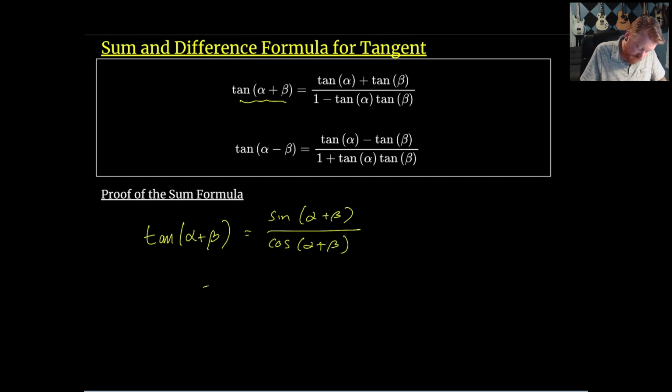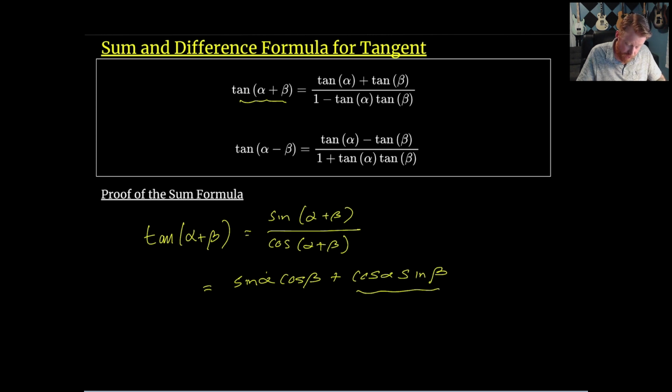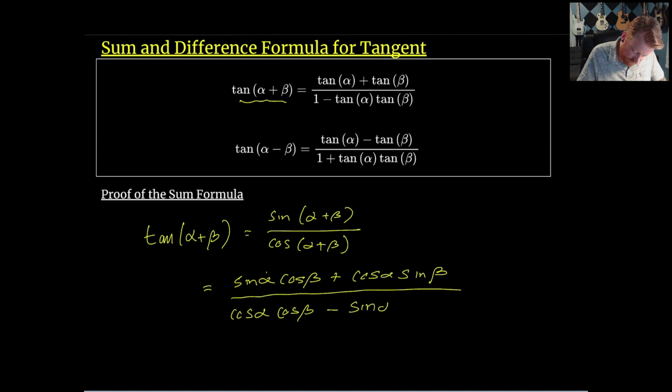Now I can just use the sine and cosine sum formulas to rewrite this as sine alpha cosine beta plus cosine alpha sine beta. You'll notice that sometimes I write the ones here in a different order. I'm just trying to make sure I'm getting everything in the right spot, but the order doesn't matter since multiplication is commutative, so I just wanted to point that out here. And then if I rewrite the denominator, I'm going to get cosine alpha cosine beta minus sine alpha sine beta.